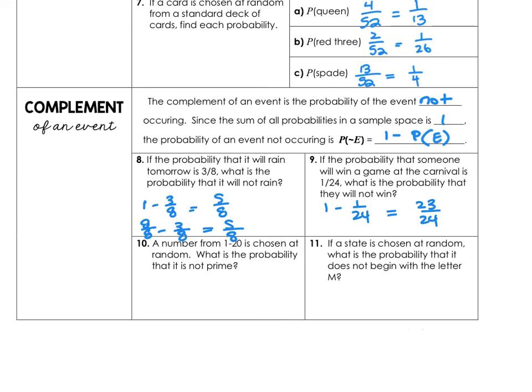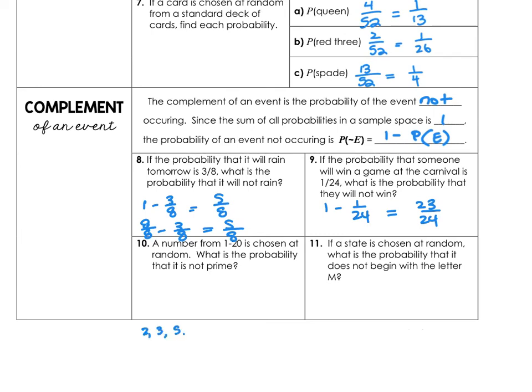All right, number 10, a number from 1 to 20 is chosen at random. What is the probability that it is not prime? Oh my gosh. So let's refresh our memories. What is a prime number? It's a number that only has 2 factors, 1 and itself. So let's write out all of our prime numbers between 1 and 20. Remember, the number 1 is not considered prime. It's a special number, special situations.